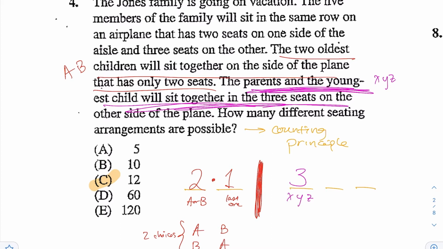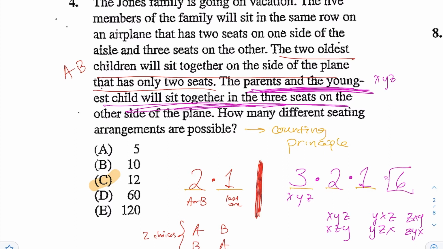Then whichever one gets chosen, you only have two left to choose from. And for the last position, you have only one last one, the last person who remains. And if you multiply them together, you will get 6. So this would be x, y, z, x, z, y, y, x, z, y, z, x, and finally z, x, y, and z, y, x. And those are your 6 options.